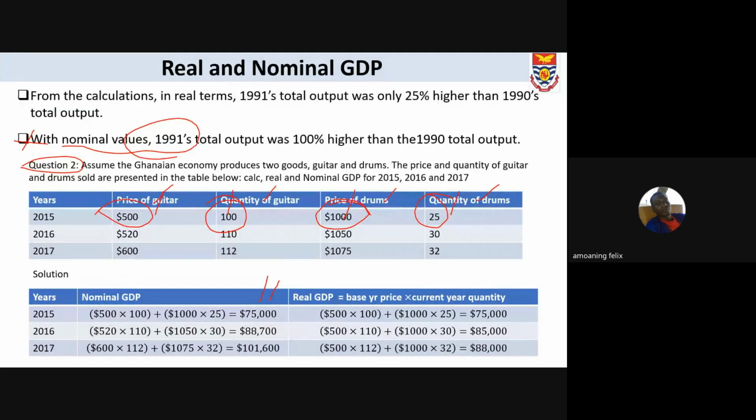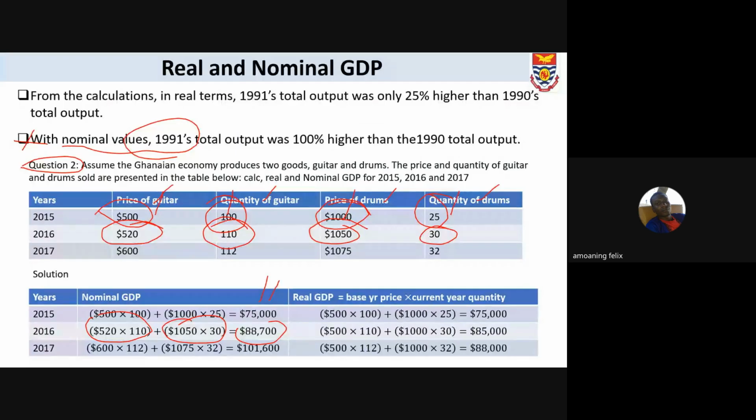And the question went further to ask about 2016. So when you go to 2016, the price of guitar is 550.20, the quantity of guitar is 110, plus the price of drums times the quantity of drums. That is nominal GDP. Okay. Now, that is that. So we've been able to calculate the nominal GDP. Then the question says to calculate the real GDP. And I told you that with the real GDP, we use a single price for the two commodities. So the only thing that changes is the quantity of the commodity, but the price of the commodity is the same.